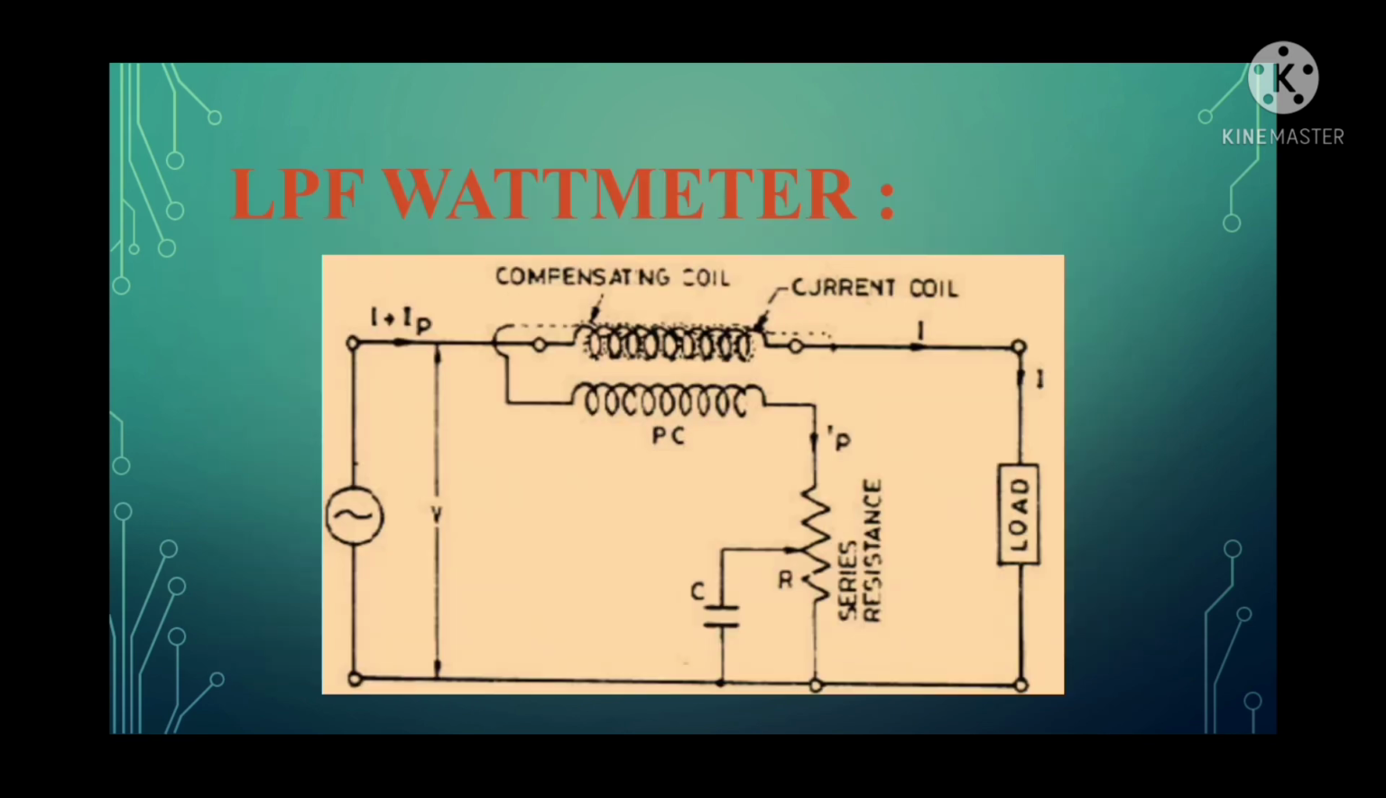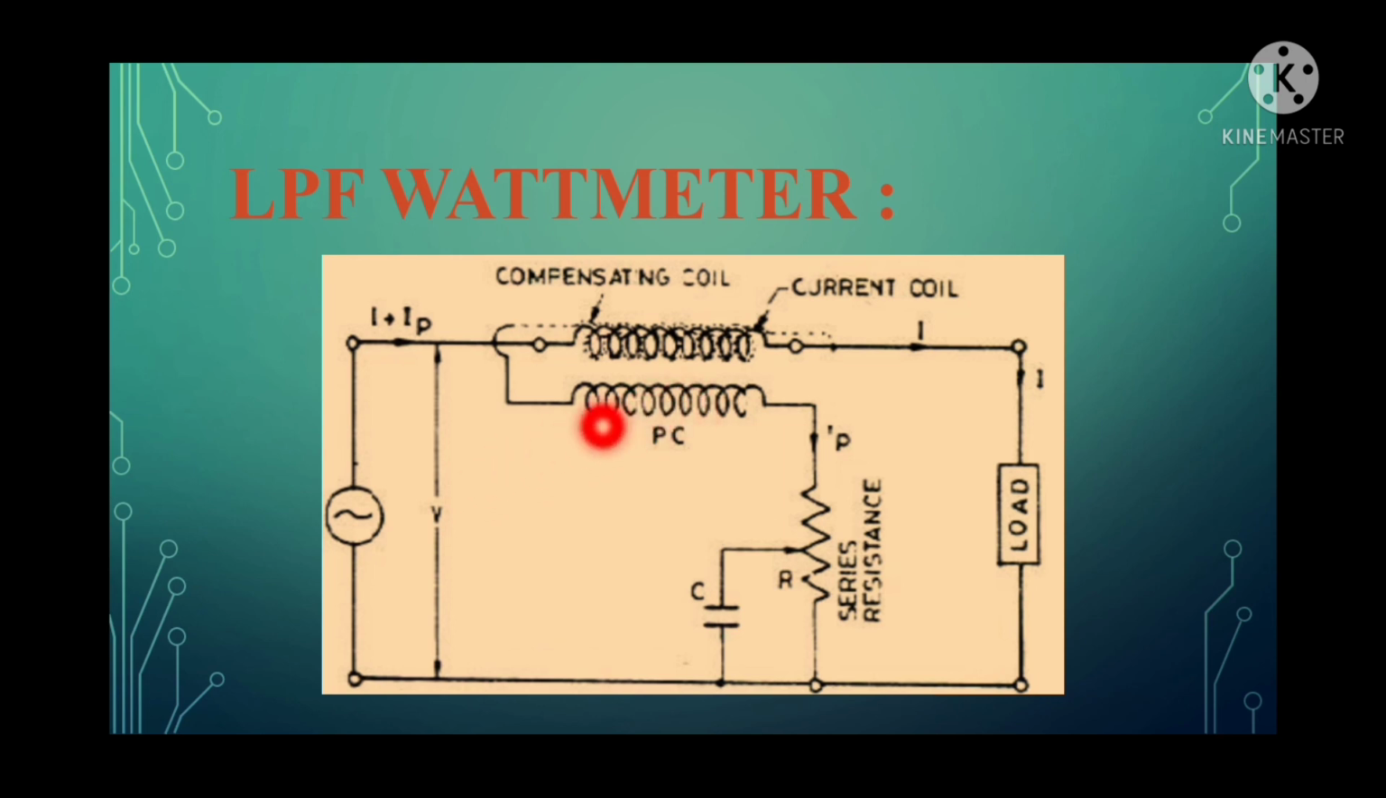So based on these features, the circuit changes in this way. So here we have a current coil at the top. This current coil is connected in series with the load. So this current coil carries the load current. The pressure coil is connected across the supply voltage. So the pressure coil will be carrying current proportional to the voltage applied over here.